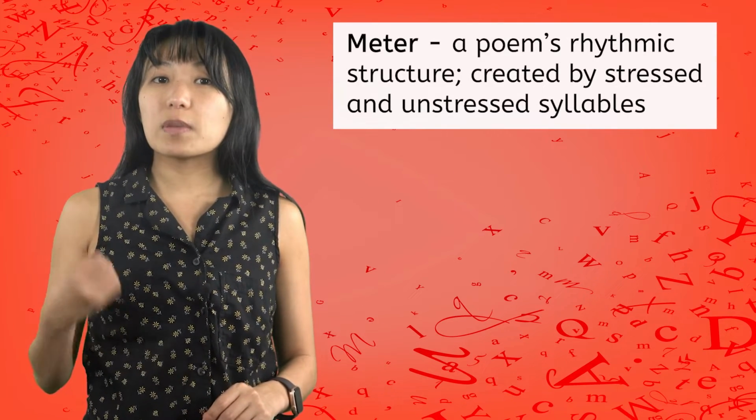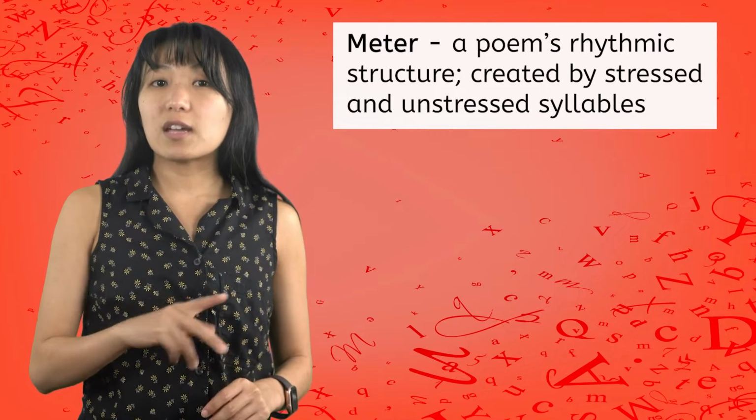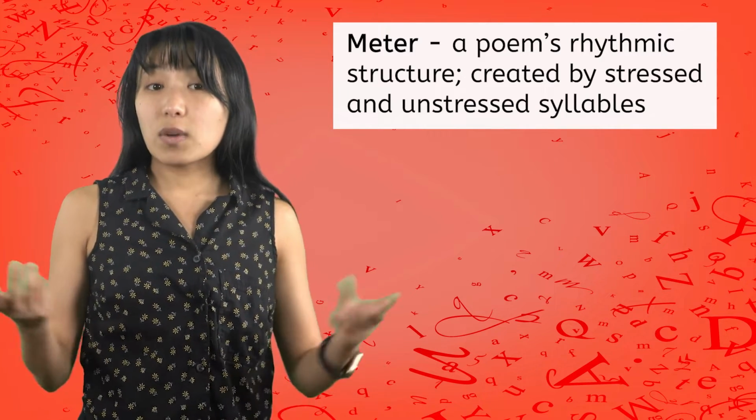When we study the structure of a poem's rhythm, we're talking about something called meter. Meter refers to a poem's rhythmic structure. The rhythm is determined by the sequence of stressed and unstressed syllables. It creates a pattern. Wait, back up a minute. I know what a syllable is, but let's reach back in our memories to remember the difference between stressed and unstressed syllables. How can you tell if a syllable is stressed or unstressed?